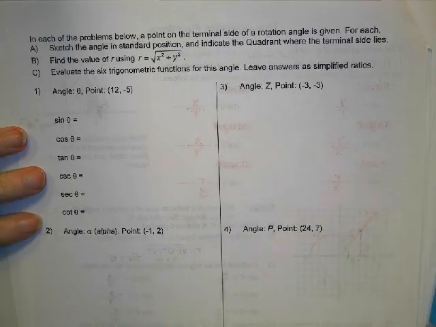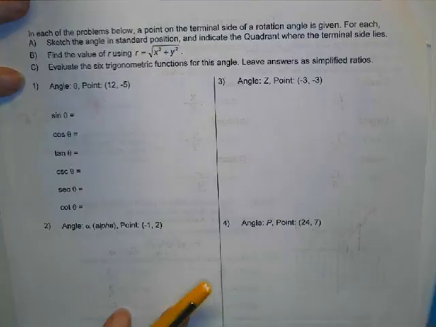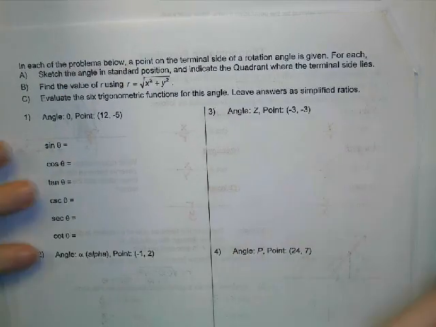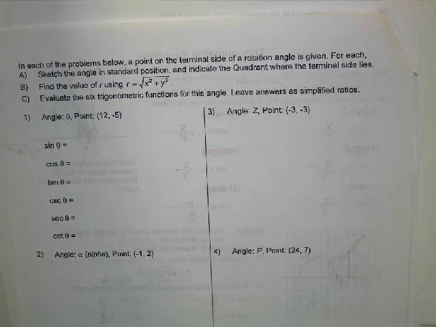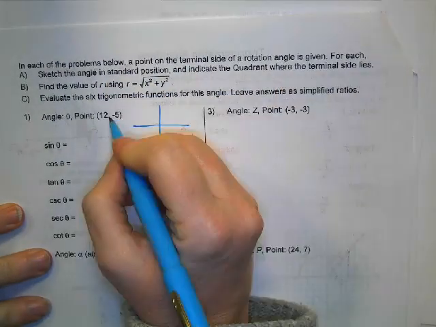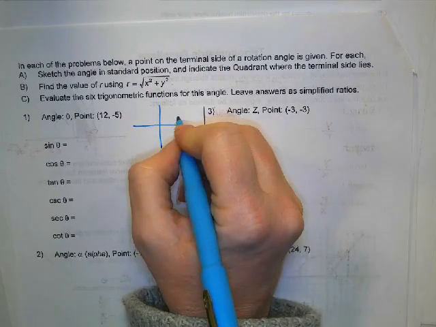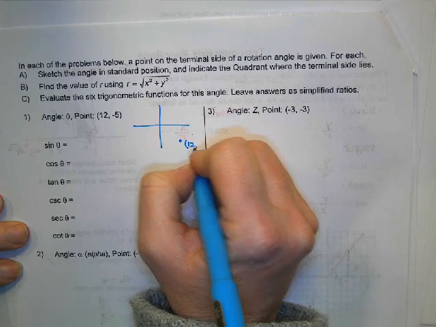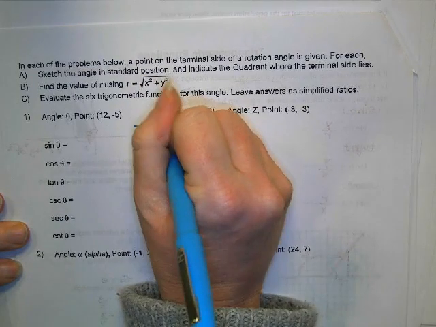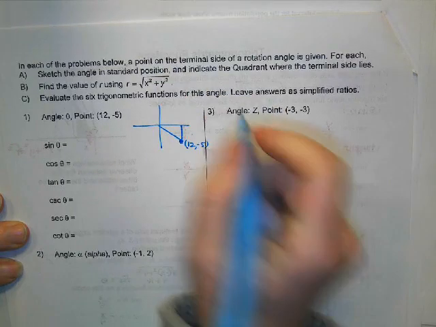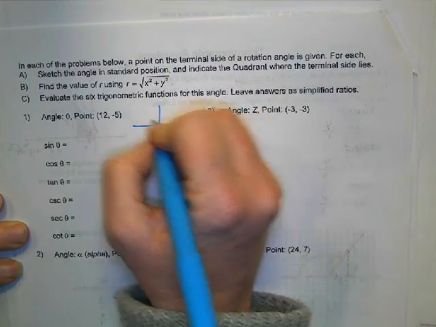So we're going to try and build some of our own and see if we can come up with our angles here. So it says up here in the instructions, we're going to sketch the angle in standard position and then indicate what quadrant the terminal side lies in. So we're just going to make a little sketch. 12, -5, that would be like down here somewhere, right? Over 12 down 5. So, and if this is my terminal side, my triangle is going to go back to the x-axis. They asked me to put what quadrant it terminates in. It's quadrant 4.